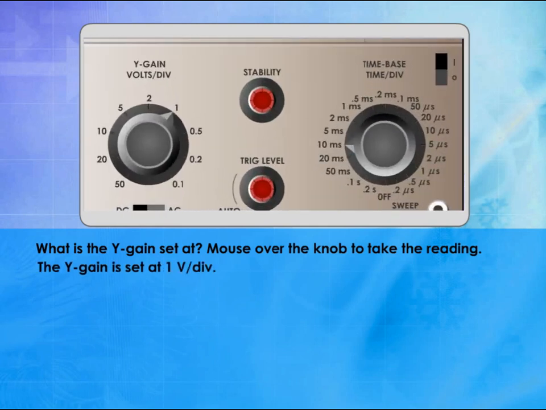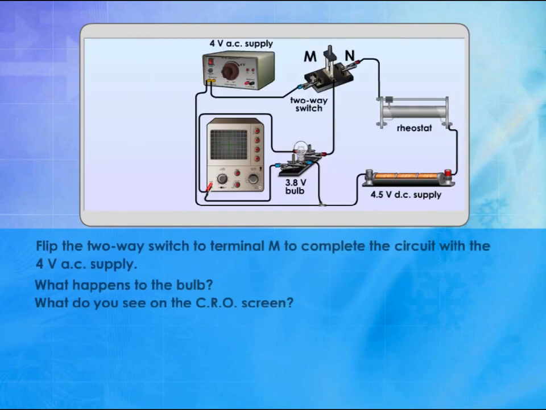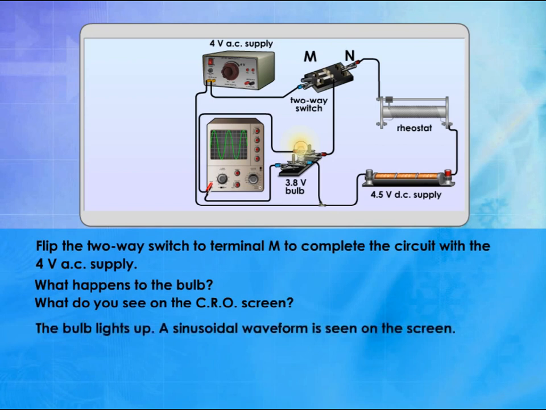The Y gain is set at 1 volt per division. Flip the two-way switch to terminal M to complete the circuit with the 4 volt AC supply. What happens to the bulb? What do you see on the C.R.O. screen? The bulb lights up. A sinusoidal waveform is seen on the screen.